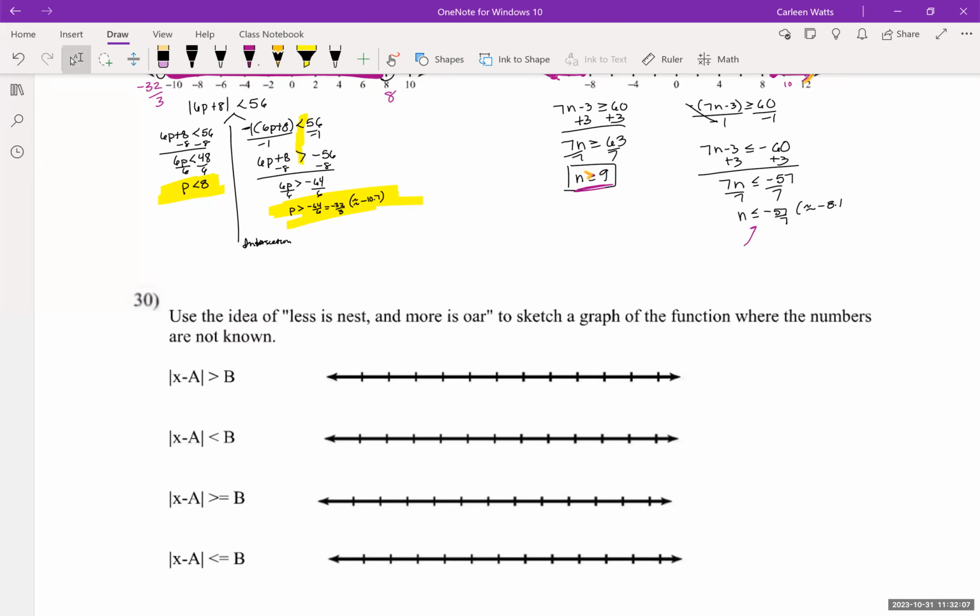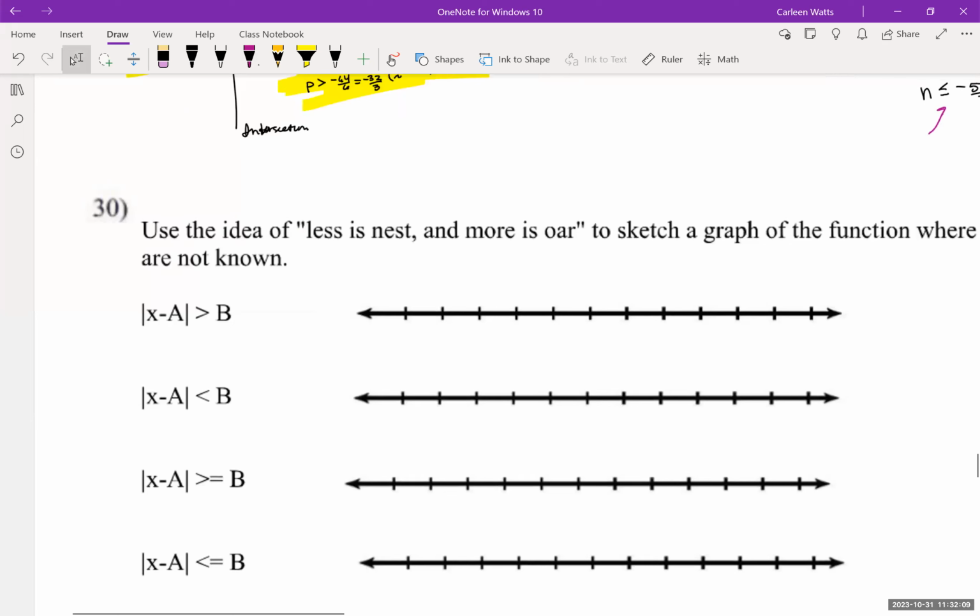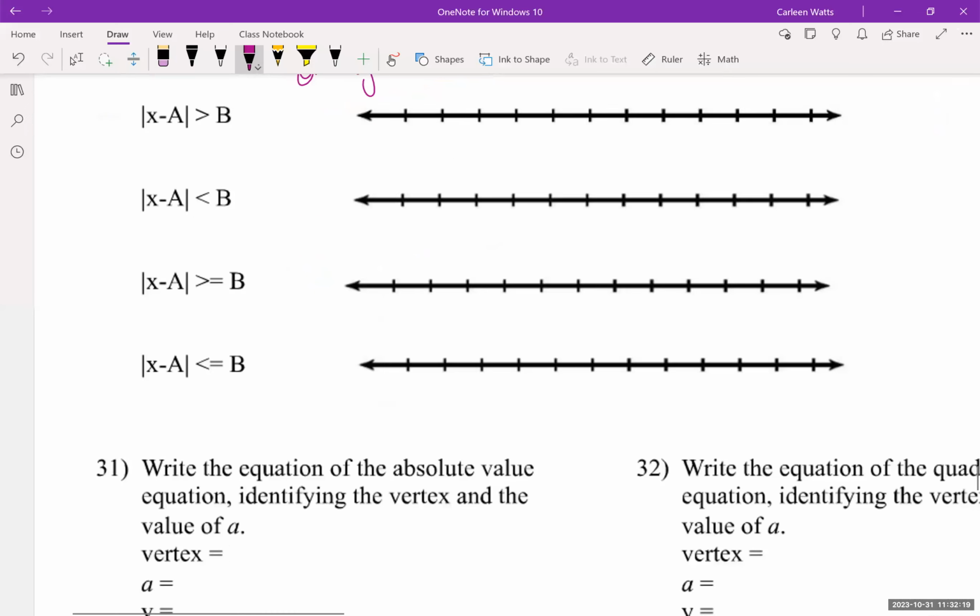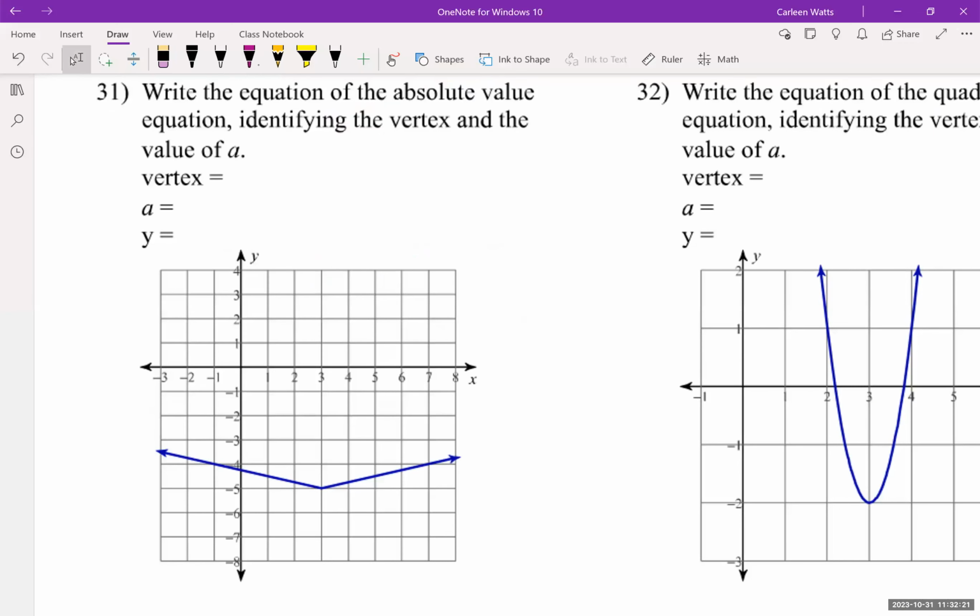Okay, we're going to graph this. This is going to be on your own because we already actually practiced it. Okay, 31. What's the vertex?